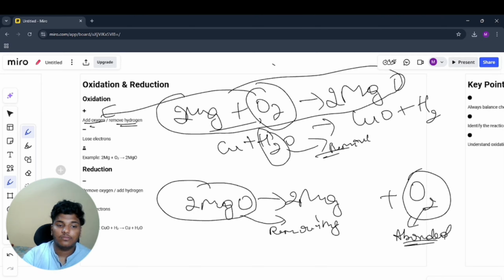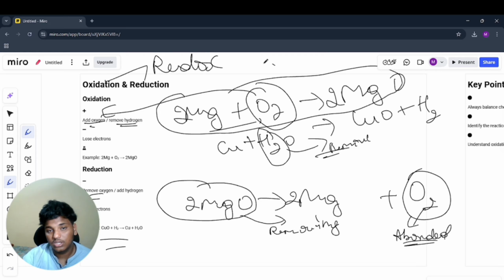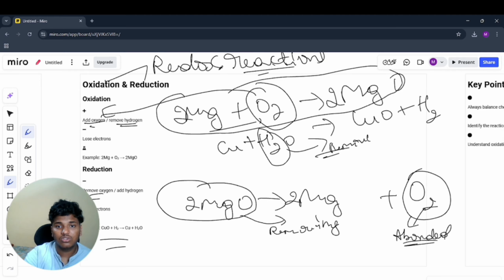So yeah, the PPT looks very good, by the way. Very plain PPT. But we have one more point here. Oxidation and reduction together are known as a redox reaction. If they occur together, that is known as a redox reaction. So what is a redox reaction? You can simply say oxidation and reduction together are known as a redox reaction. That's it, not more than that.